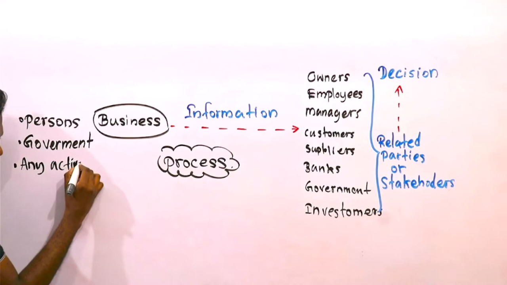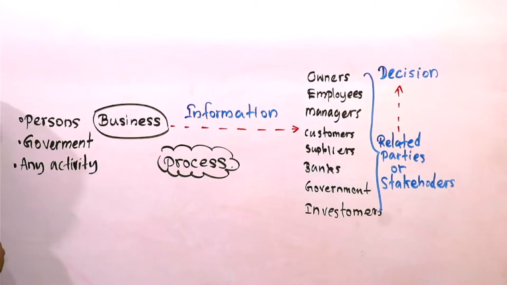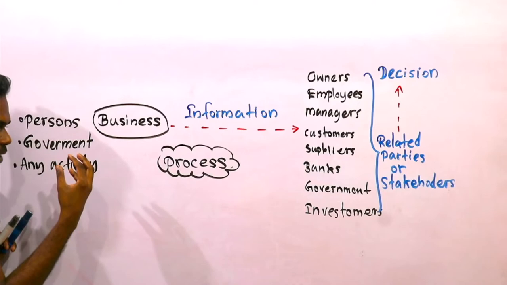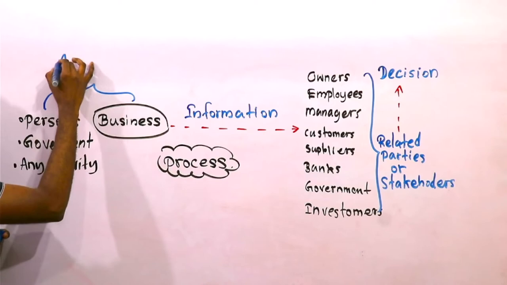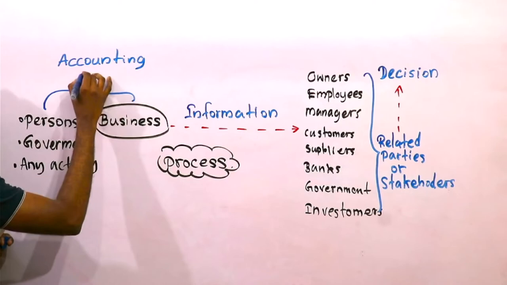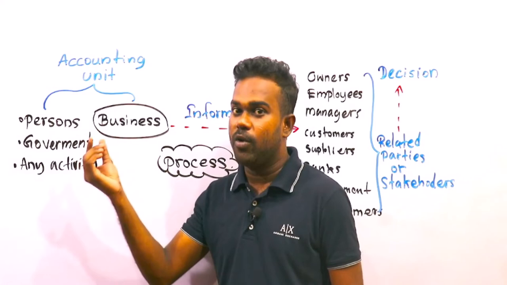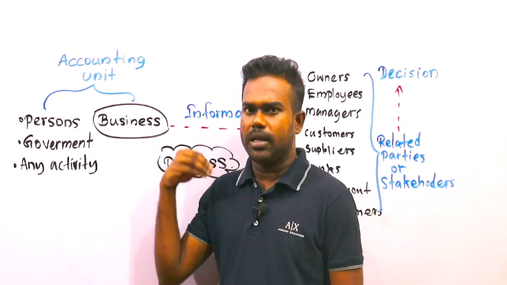So here businesses are able to use accounting, and persons, government, or any other activity are able to use the accounting subject. We call these parties the accounting unit. I am asking you a question: what is the meaning of accounting unit? Accounting unit means the parties who are using the accounting subject, not even only businesses. Persons are able to use accounting, government is able to use accounting, or any activity.